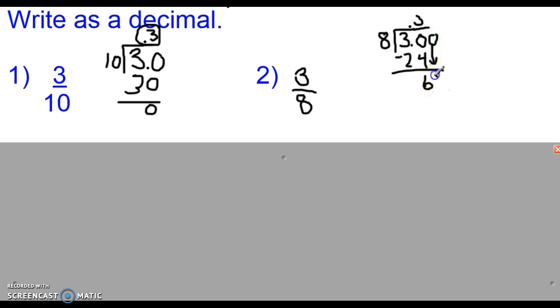So now you need to ask yourself, how many times does 8 go into 60? And you should have gotten a total of 7 times. 7 times 8 is 56. When you subtract, you get a 4. You get to bring down another 0. So now you have 40. 8 goes into 40 a total of 5 times. So I know that 3/8 is equal to 0.375, or 375 thousandths.